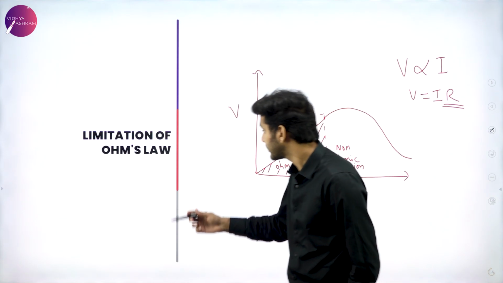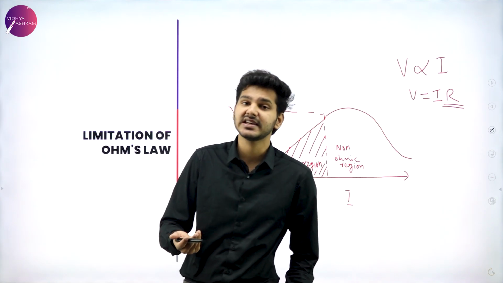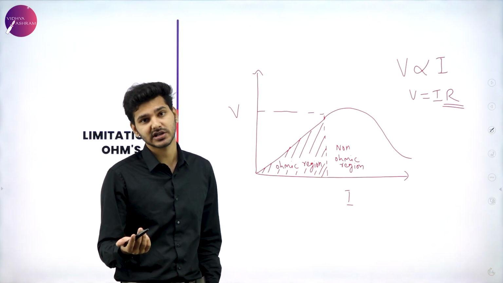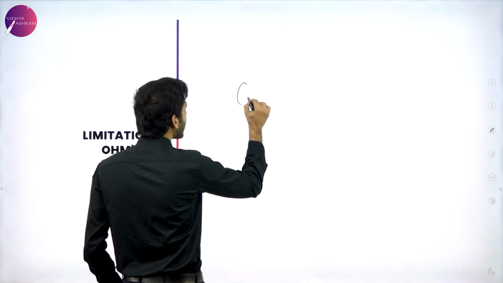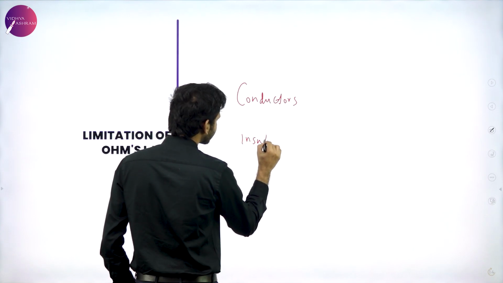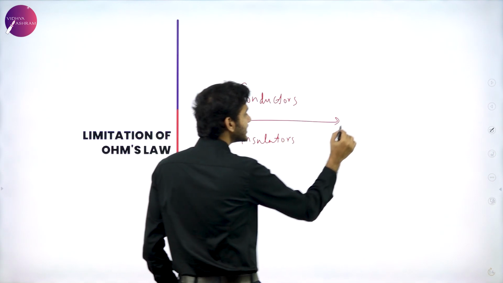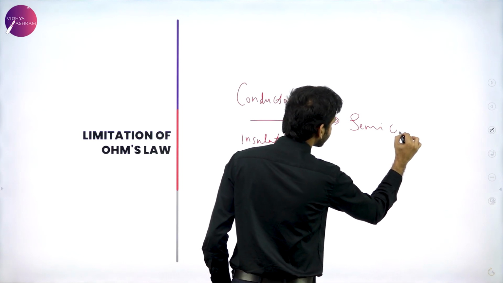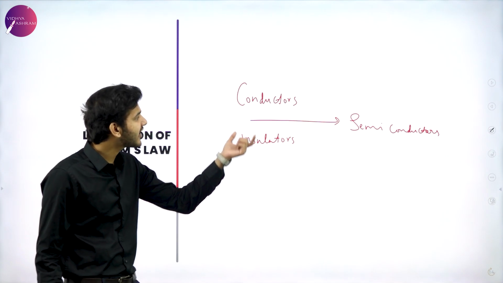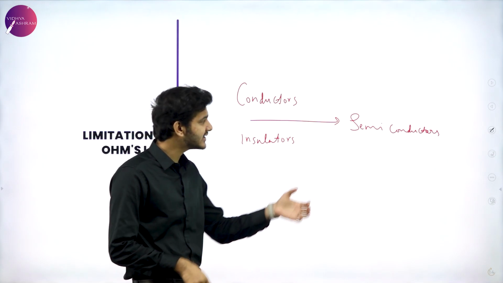Okay, so what are the other types of materials which do not obey Ohm's law? This particular straight line is only observed for certain types of conductors, especially in conducting materials. But what if it is an insulating material, or what if it's a semiconductor material? Because we know that there are conductors, insulators, and in between there are semiconductors. They are not as conductive as conductors, but they are not as insulating as insulators. Somewhere in the middle lie semiconductors.